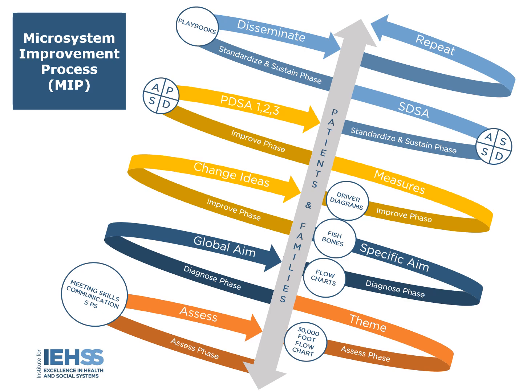Here is the microsystem improvement process spiral. The first phase of work is the assessment phase. The phase includes the establishment of meeting skills, constructing the 5 Ps, and creating a high-level flowchart of your system of care, which lives in the 5 Ps in the processes section.